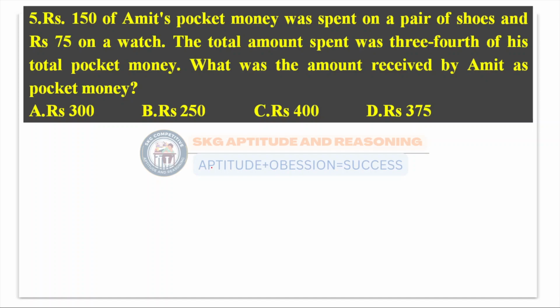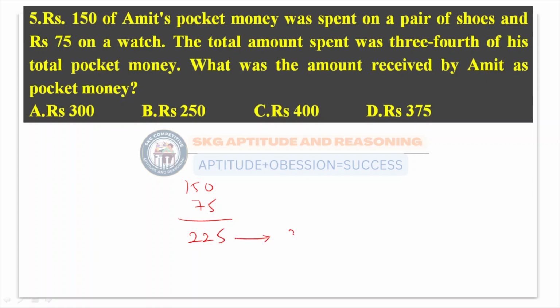150 rupees of Amit's pocket money was spent on a pair of shoes and 75 rupees on a watch. The total amount spent was 3/4 of his total pocket money. Then what is the amount received by Amit as his pocket money? So 150 rupees is spent on a pair of shoes and the remaining 75 rupees on a watch. So the total amount he is spending is 225 rupees.